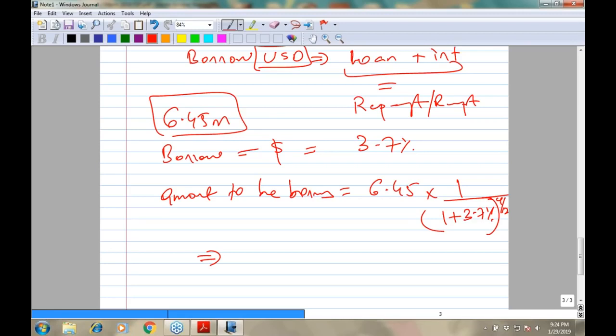There is a question: why is it 4 upon 12? It's 4 upon 12 because you need to hedge yourself for a 4 month period only, since you are expected to receive the currency in 4 months' time. So how much does it turn out to be? 6.3724 million.